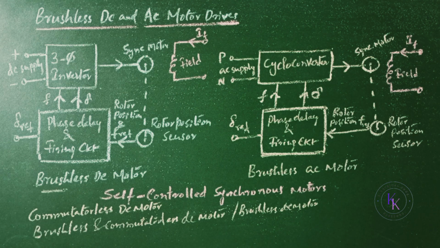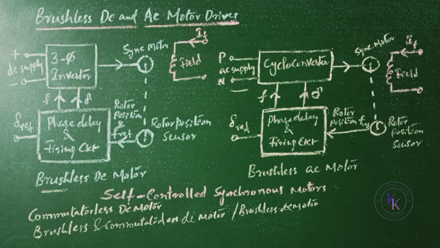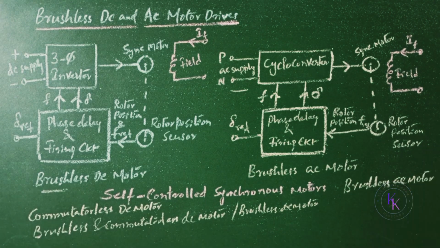If the synchronous motor is fed from an AC supply, it is called brushless and commutator-less AC motor, or simply brushless AC motor. These AC motors are used for high power applications up to megawatt range, such as compressor, blower, fans, conveyors, steel rolling mills, large ship steering, and cement plants.